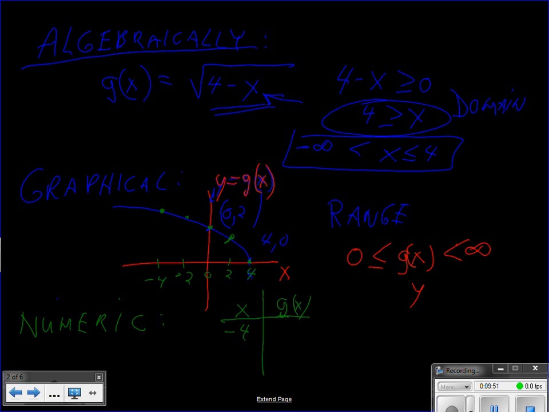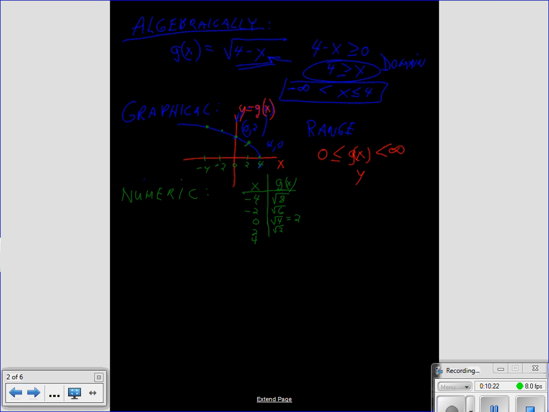So I won't simplify this. I'll just put in the square root of 8. When I put in a -2 here, I get the square root of 6. When I put in 0, I get the square root of 4, which I put as 2. When I put in 2 up here, I get the square root of 2. And last here, when I put in 4, I get the square root of 0, equal to 0.